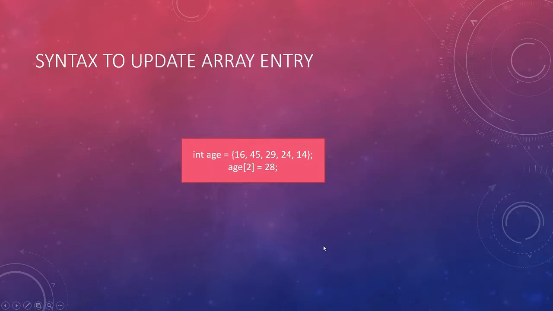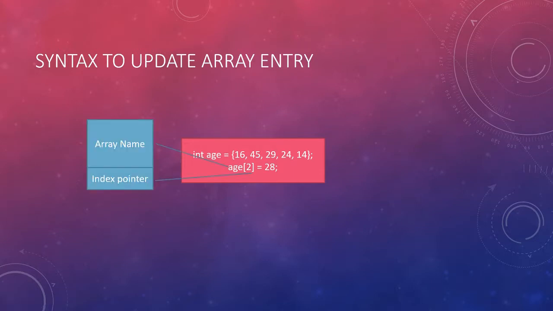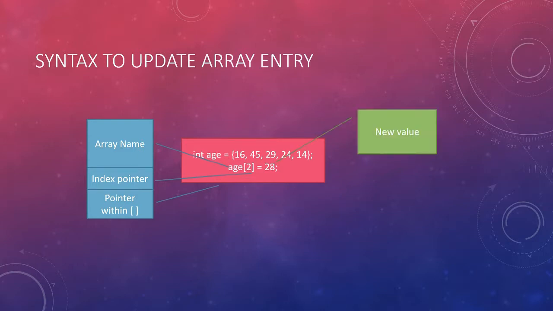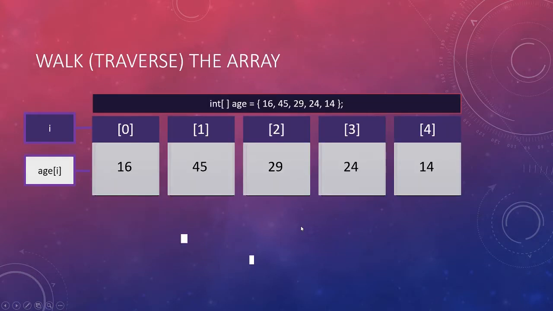Now, if we want to change a value within an array, we'll specify the array name first, and then the index pointer. And again, it's going to be within square brackets. We'll always be using square brackets when we're working with arrays. Then after the equal sign, we'll have a new value that we want assigned to that array position. And then our third entry in that array would hold the value 28 after we were done. So the 29 would become 28.